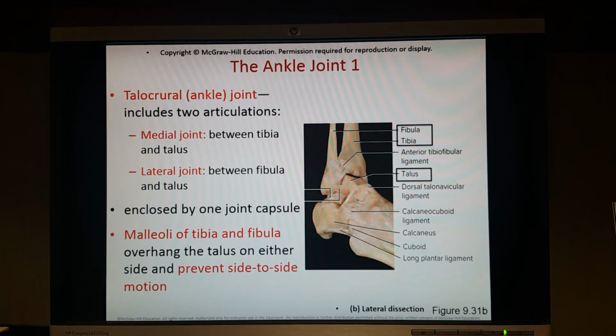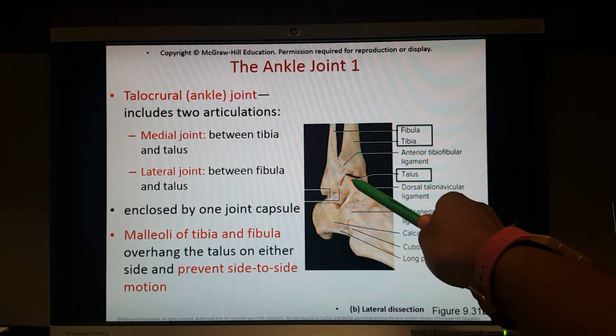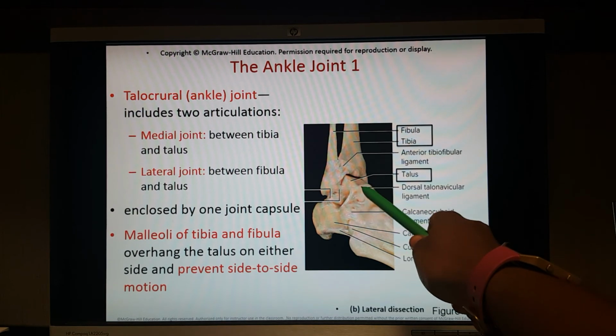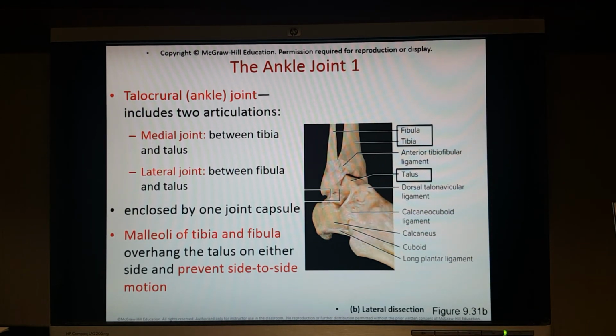Next special joint is the talocrural joint, also known as the ankle joint. So one of your larger tarsal bones that's in your foot is called the talus, and this is where you are creating your ankle joint. So there's also two articulations in this joint.